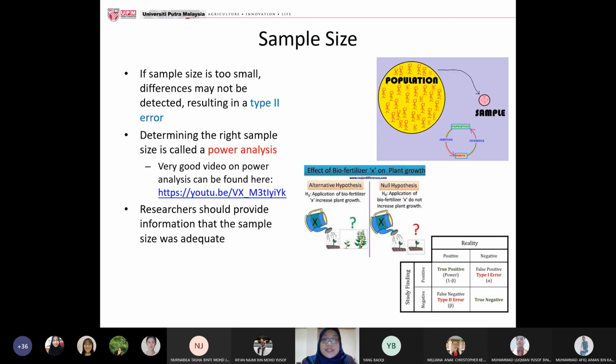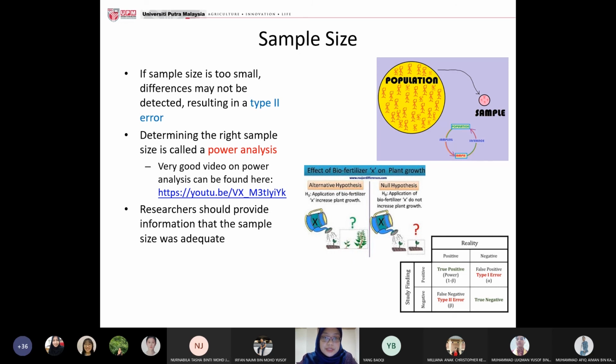Okay, sample size. Remember just now we said about sample size. If sample size is too small, differences may not be detected, resulting in type 2 error. So what is type 1, type 2 error? Remember, very early in this course when I told you about hypothesis. So for hypothesis, you have your null hypothesis, which is H naught or H0, and you have your alternative hypothesis, which is H1.